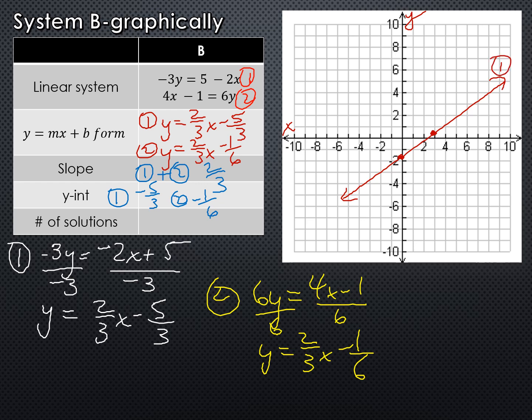Equation number 2, negative 1/6, so like there, just under 0. Slope of 2/3, so up 2 over 3, kind of like there. And if we do our best to connect those, there's equation 2. We can kind of see those are parallel lines. They have the same slope, a different y-intercept. Number of solutions, 0, none.